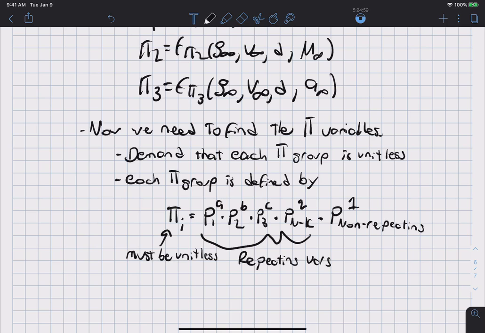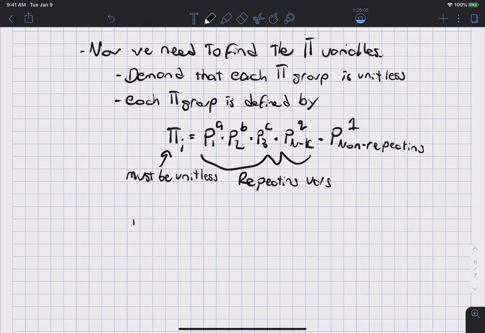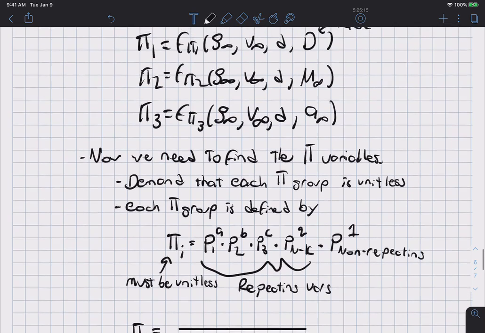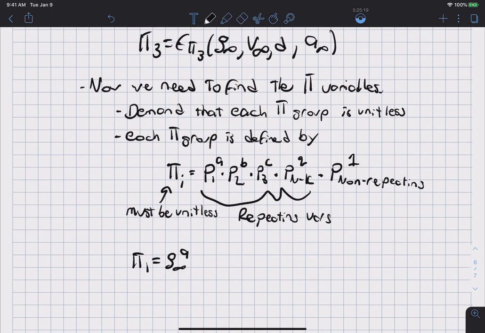Okay, so how do we enforce that? I'll just do that by way of examples. So here, for pi 1, that would equal the first repeating variable raised to the A power, and I'll scroll up. That is rho infinity raised to the A, times the second repeating variable raised to the B power, that's V infinity raised to the B, times the third repeating variable, which is the diameter of the sphere, raised to the C power, times the non-repeating variable associated with that group, and that's the drag force, raised to the first power. And this must be unitless.